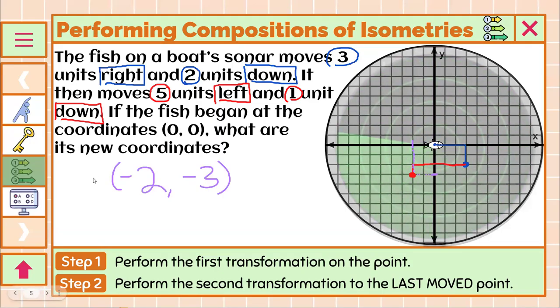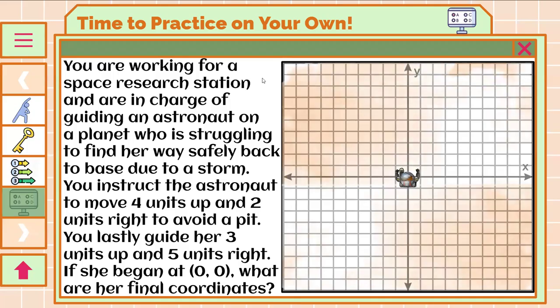Make sure to pause if you don't have your notes in, but I'm going to clear up and go to the U try. So for this one, it says, you are working for a space research station and are in charge of guiding an astronaut on a planet who is struggling to find her way safely back to base due to a storm. You instruct the astronaut to move 4 units up and 2 units right to avoid a pit. You lastly guide her 3 units up and 5 units right. If she began at 0, 0, what are her final coordinates?